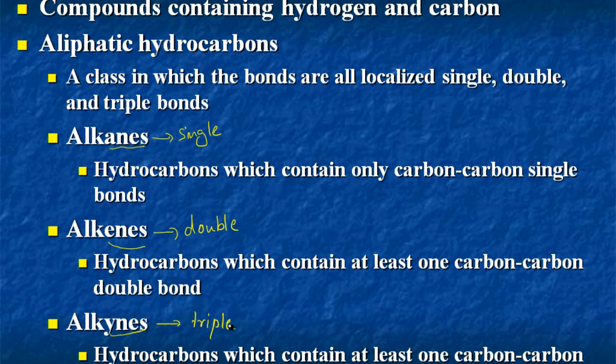And aliphatic means, the simple word you can remember is chain. When it is in a chain format, it's called aliphatic hydrocarbons.